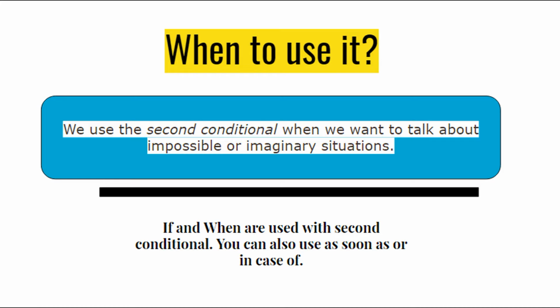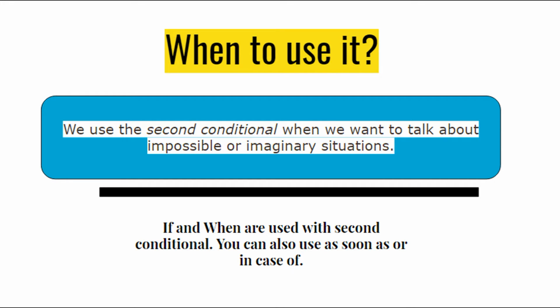We use the second conditional to talk about impossible or imaginary situations. In the future, for events that are impossible to happen, and in the present, for situations that are not true. A bit confused? Don't worry, I was too. We will go over some examples.